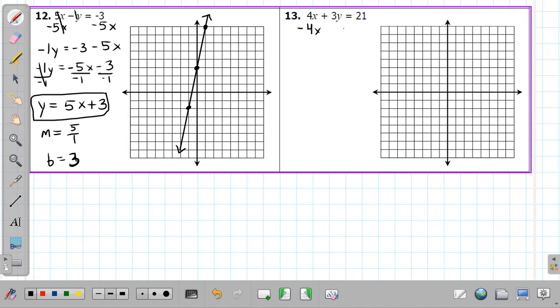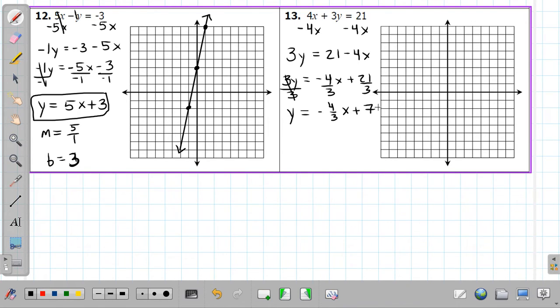Subtract 4x. We get 3y is equal to 21 minus 4x, so 3y is equal to negative 4x plus 21. Divide by 3, and we have to do it to both terms. y is equal to negative 4/3 x plus 7. Once again, that means my slope is negative 4/3 and my b is 7. Those are the two pieces of information that I need.